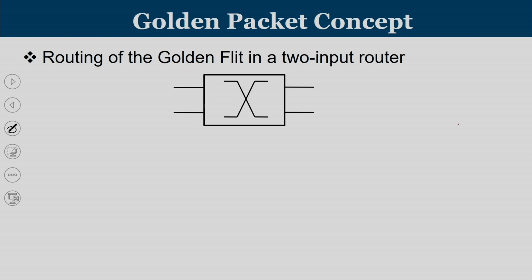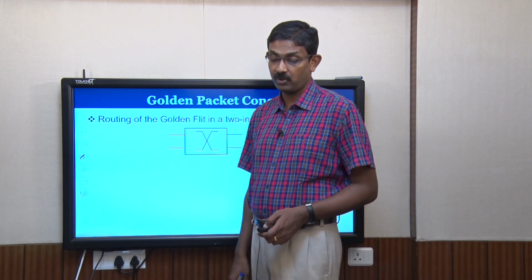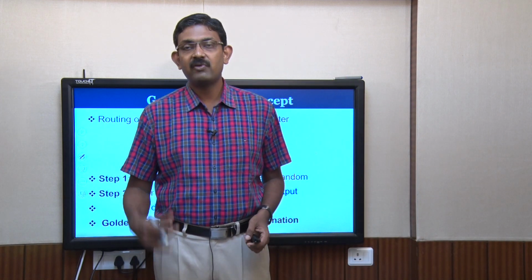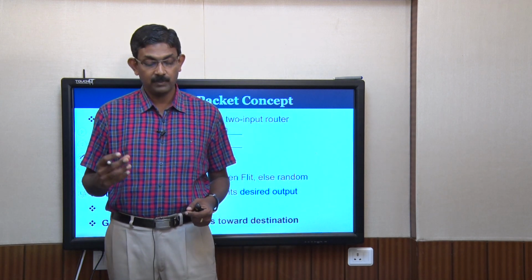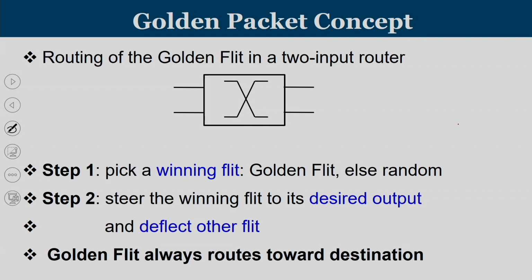So, how are you going to work with a golden packet concept? How will you route a golden flit if you have a 2-input router? Step 1, from among the 2 flits that are coming to a router, pick the winning flit. The winning flit is typically golden. So, if one of the flits is golden, that is going to be the winning flit. If none of the flits are golden, then pick anybody at random. Step 2, whoever is the winning flit, give them the desired output port. The other one has to be deflected away, and golden flits will always make a route that is progressing.